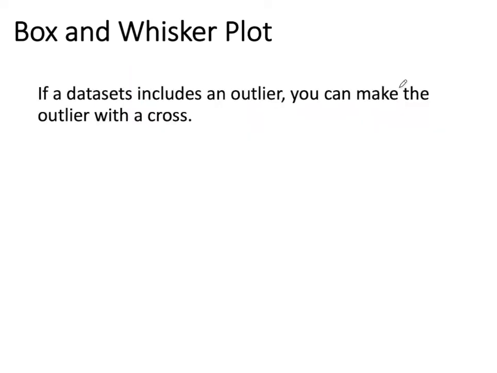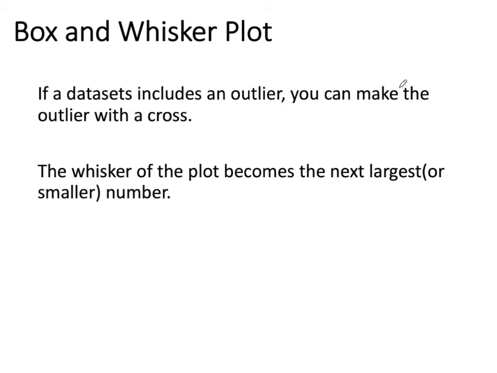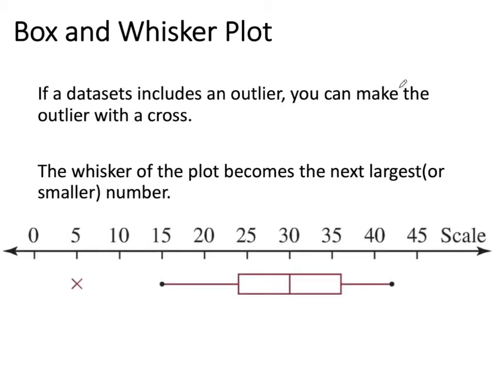If you do have an outlier that you've identified, it does change the box and whisker plot a little bit. When you draw your box and whisker plot, the outliers are marked with a cross, and then the end of your box and whisker plot becomes your next value. So for example, here we have got a small outlier of 5. That's marked with an X, and then our box and whisker plot starts at our next smallest number, which is 15. So that's just a modification when you do have an outlier, that you mark it with an X.